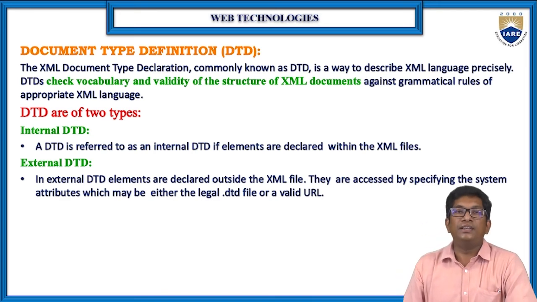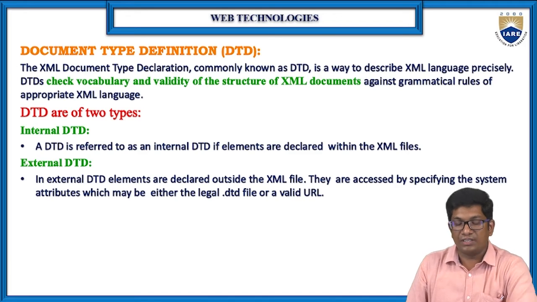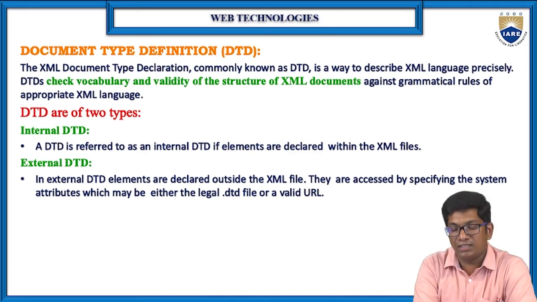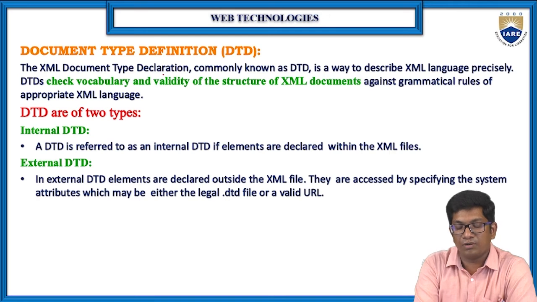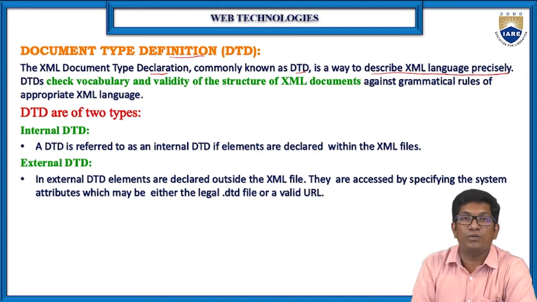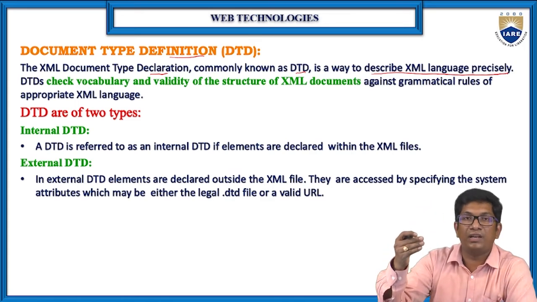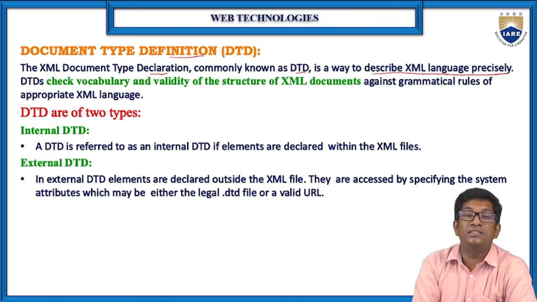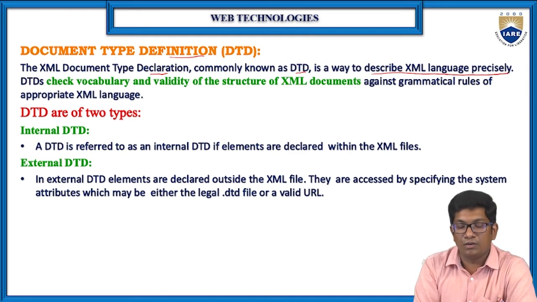Next topic is DTD, document type definition. The XML document type declaration, also called a definition, commonly known as DTD, is a way to describe an XML language precisely. It describes how the structure must be, what hierarchy you have to follow, what the first element and sub-elements are. That structure is described by the DTD, the document type definition.